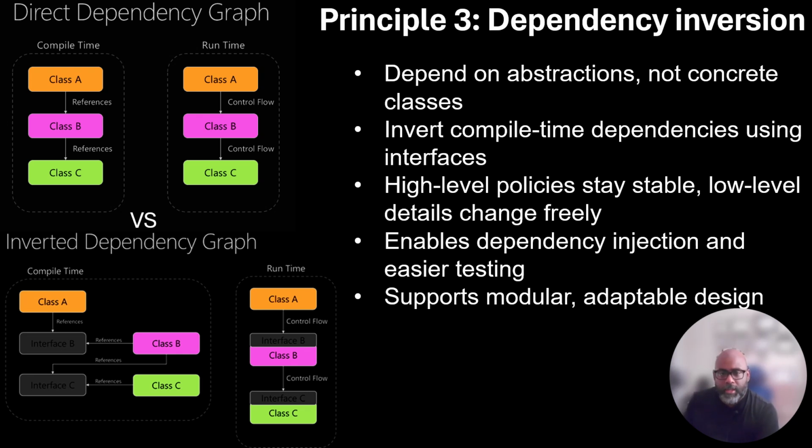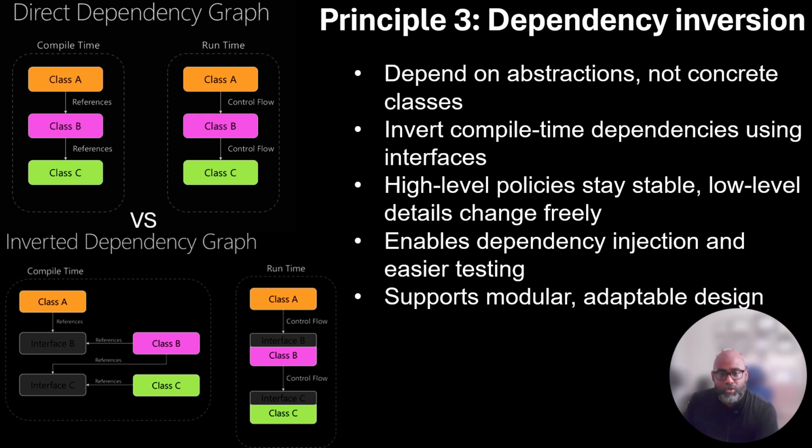Dependency inversion is about changing the direction of how parts of a program depend on one another. In most applications, dependencies are direct. If class A calls class B and class B calls class C, then at compile time A depends on B and B depends on C. This is shown in the direct dependency graph.